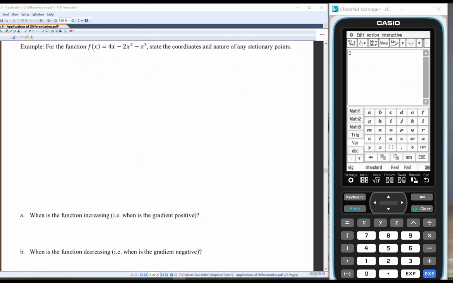All right, so what we've got is a cubic function, a negative cubic function, and we want to get the coordinates and nature of stationary points. So let's find where the stationary points occur and what type of stationary point each is, i.e. local min, local max, or stationary point of inflection. Okay, so to do that, what we're going to do is let the derivative equal 0, because the gradient at the stationary point will be 0. So let's get the gradient function first of all.